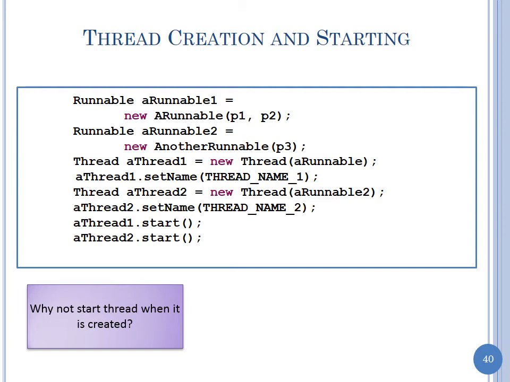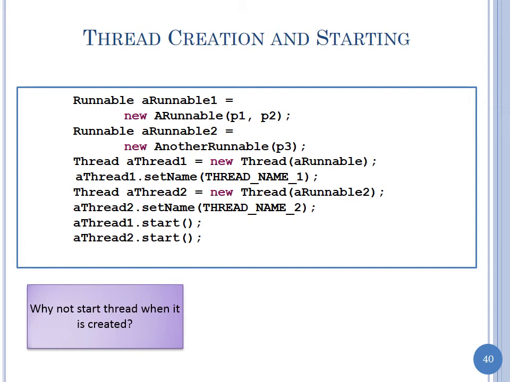Then I create a thread object, passing to the thread object's constructor a runnable. So now the thread object is bound to a root procedure, but it's not yet started, okay? Before you start it, you can give it a name, you can create another thread, you can give it a name, then you can start both of them, okay? So this slide kind of answers this question, but I want to take this very explicitly.